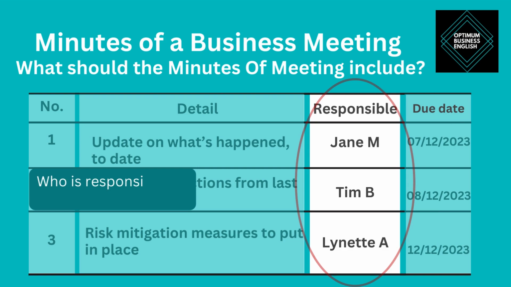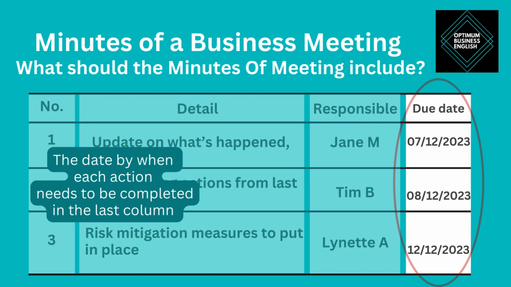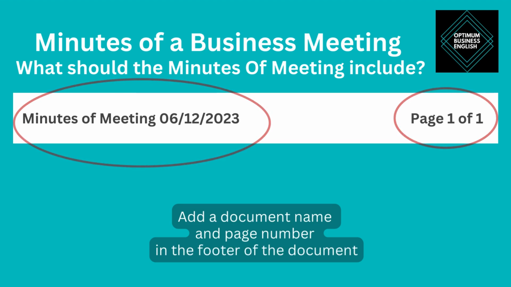In the next column, you note who is responsible for completing that action. Before noting the date by when each action needs to be completed in the last column. And be sure to add a document name and page number in the footer of the document.